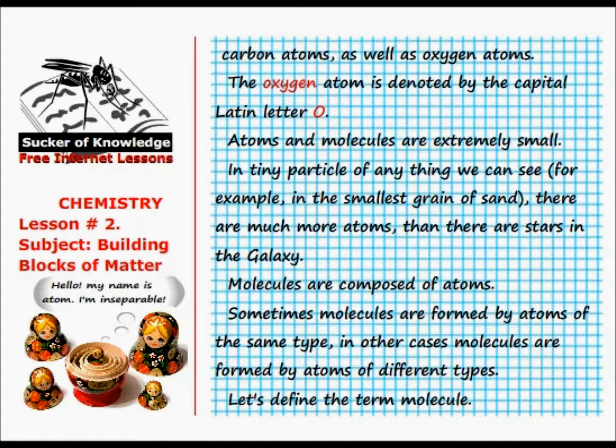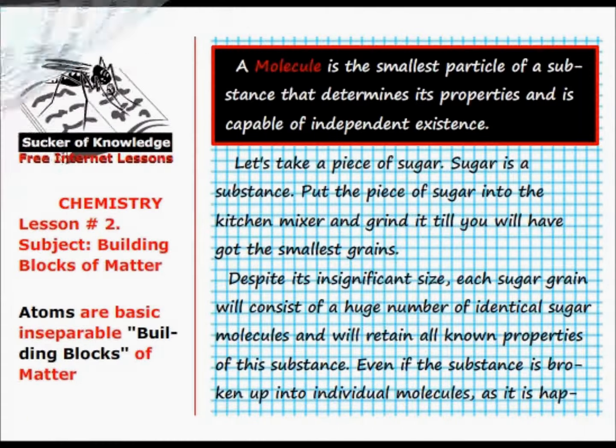Atoms and molecules are extremely small, tiny particles that we cannot see. For example, in the smallest grain of sand, there are many more atoms than there are stars in the galaxy. Molecules are composed of atoms. Sometimes molecules are formed by atoms of the same type. In other cases molecules are formed by atoms of different types. Let's define the term molecule. A molecule is the smallest particle of a substance that determines its properties and is capable of independent existence.